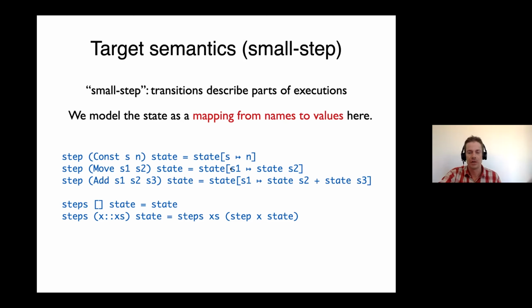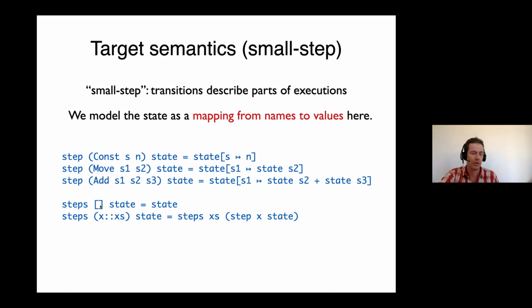Move is very similar, but now instead of having n there, we apply this function state to the name s2, get the value from there, and update s1 to that value. It copies it over. And add is very similar, but now it does an addition instead. And then we have a list version. So this is then running it over an entire program. So here we have steps.